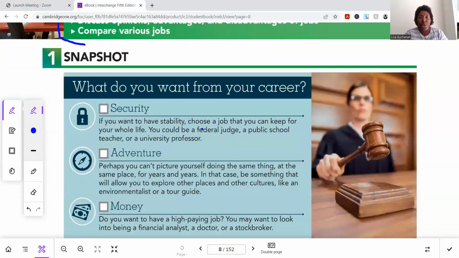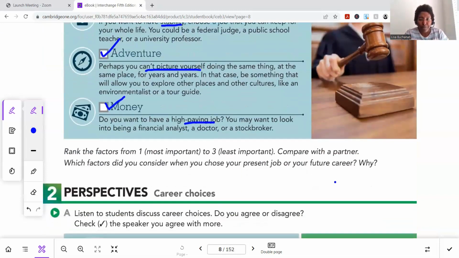So to begin, what do you want from your career? And that's important to be able to express that even on a job interview. So is it security? Do you want to have stability in a job? Maybe it's adventure. Perhaps you can't picture yourself doing the same thing at the same place for years and years. Or perhaps it's money. You want a higher paying job. So think about what you want from your career.